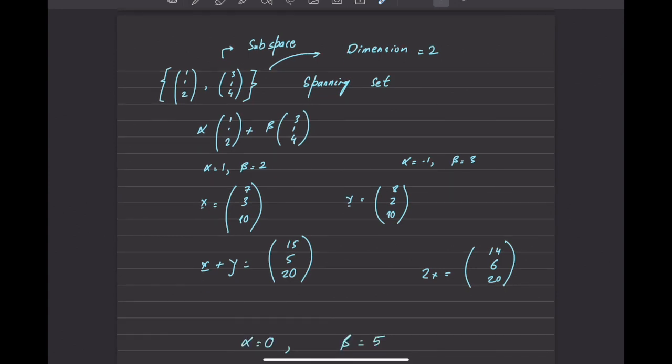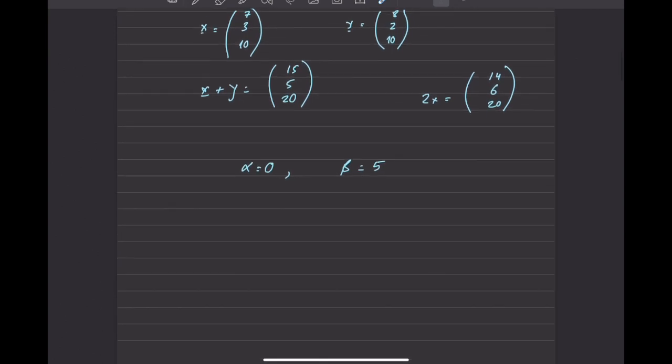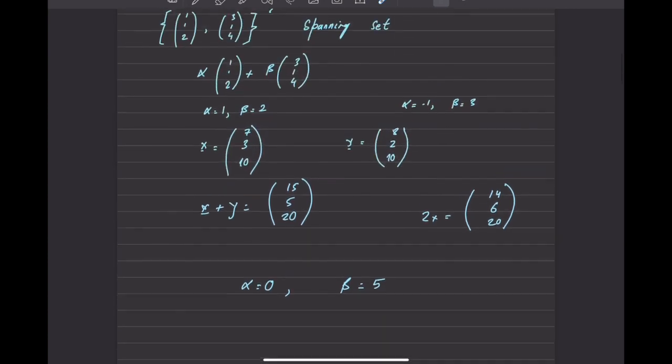Likewise, if you take any vector and multiply it by a scalar, it should be closed under scalar multiplication as well. For instance, if I multiply x by 2, I can get this vector 14, 6, and 20 by putting in alpha as 2 and beta as 4. Since alpha and beta can be any real values, if I take alpha as 0 and beta as 0, then the origin would also be part of this subspace. So it must be closed under addition, closed under multiplication, and must also contain the origin vector.